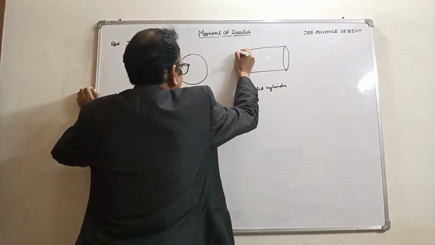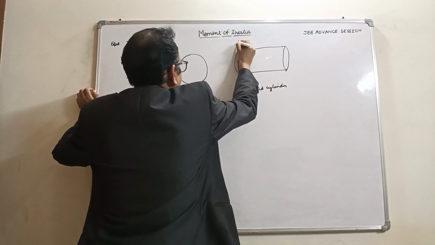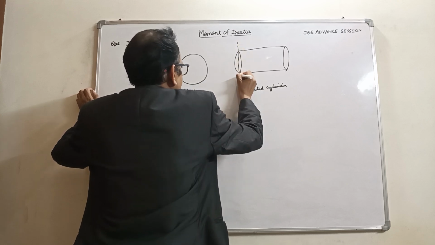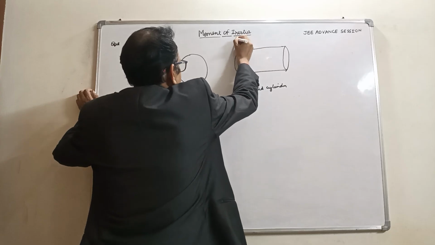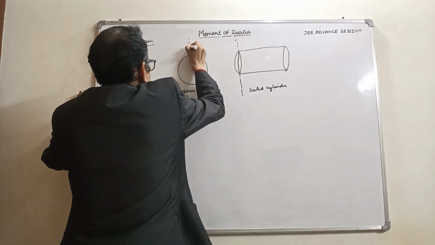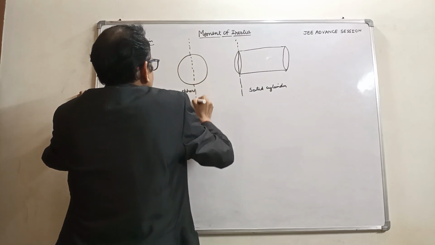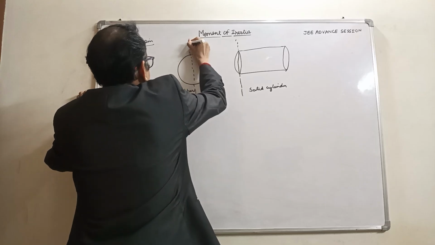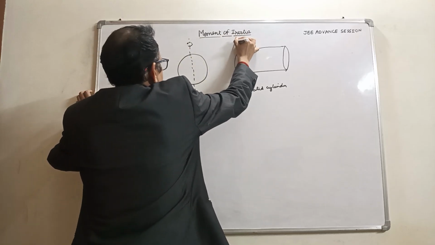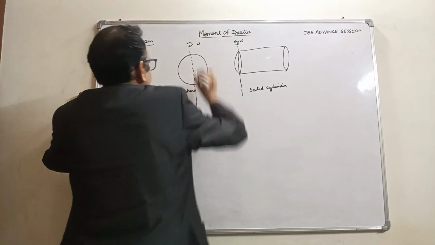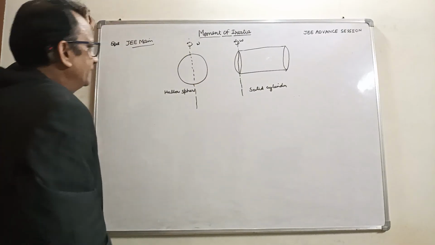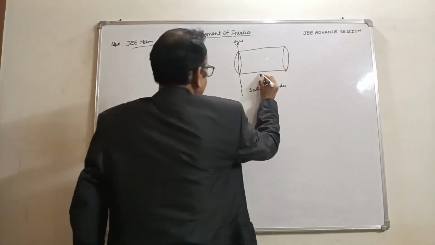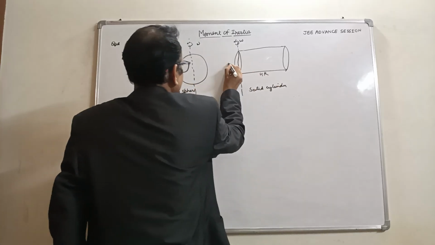The radius, this is 2r, and this is also axis of rotation, and this is also axis of rotation. This rotation is like this. This is omega. This is axis of rotation. So this distance is 4r and this distance is 2r.